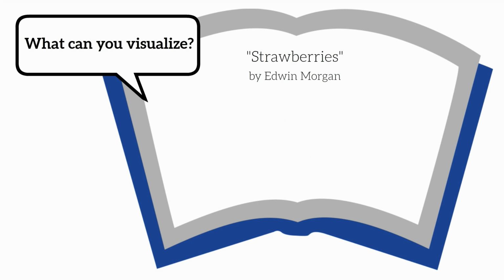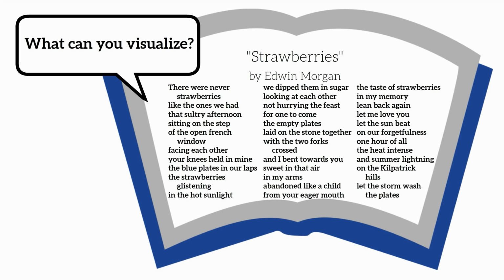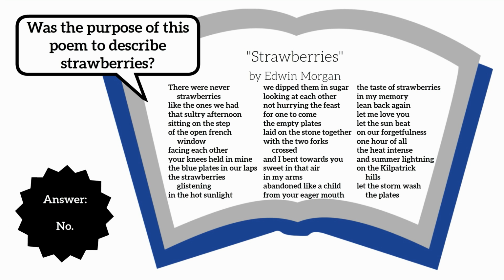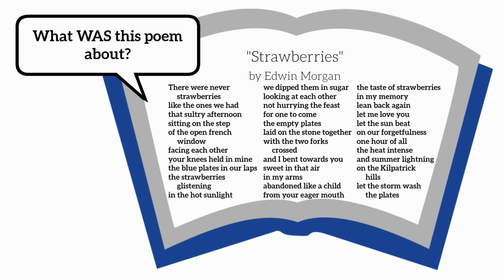In this case, visualizing would help us understand the poem better. Think back to the images you saw in your imagination when reading the poem. Now think about those images as you answer this question. Was the purpose of this poem to describe strawberries? Hopefully you said no. So what was this poem about then?